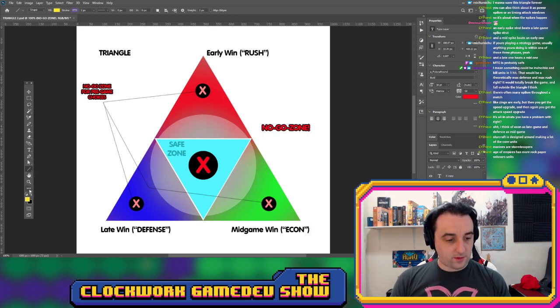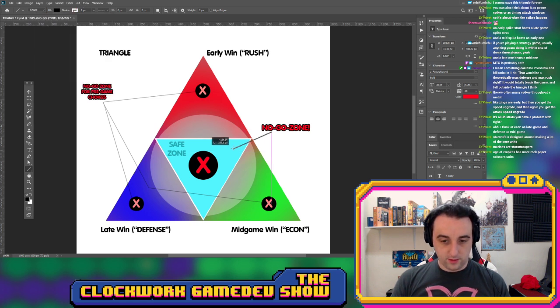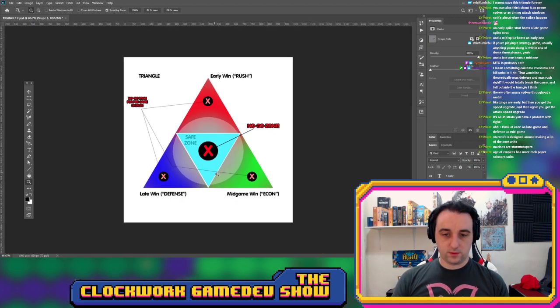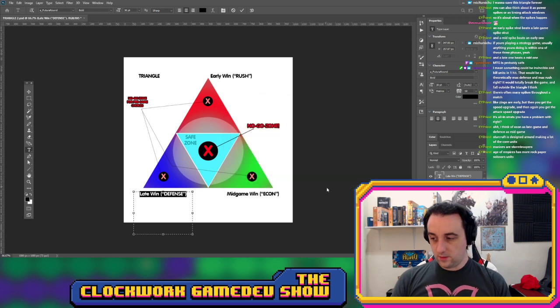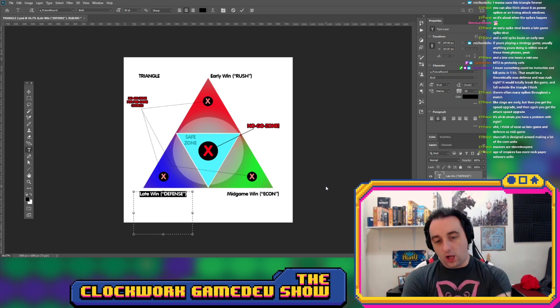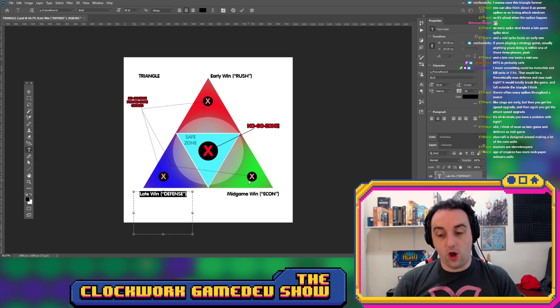Let me make another line here. None of this. This will be the no-go zone. Let's just improve these a little bit here. Let's see. It's all in strats. So all-in strategies, at the very least, should be very, very rare. It should not often be the case that it would be good or useful to go for all econ or all rush or all defense.